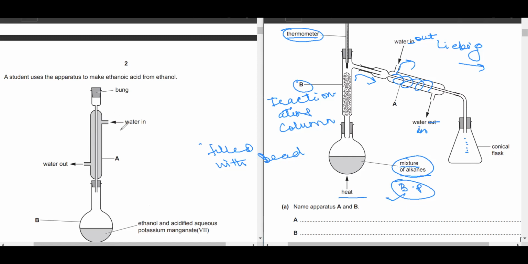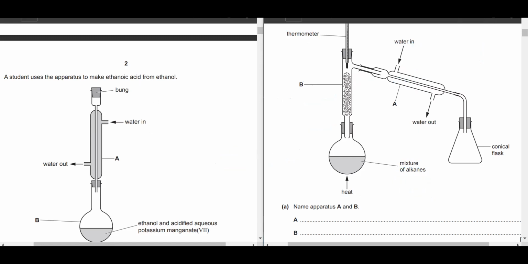In the upright position we call it reflux, and the slant we call a Liebig. Okay, moving ahead.